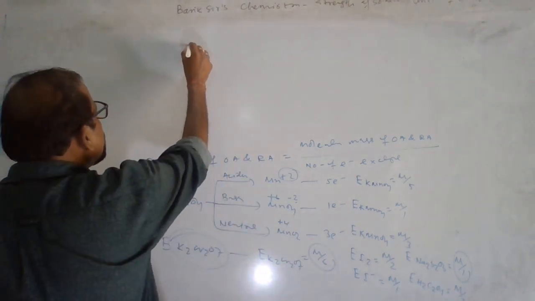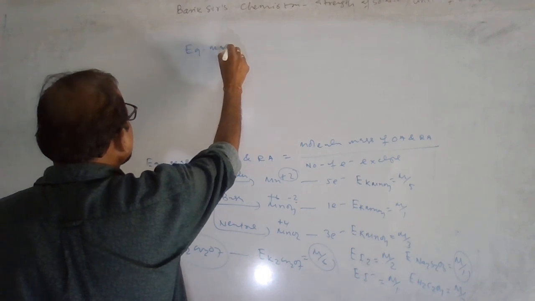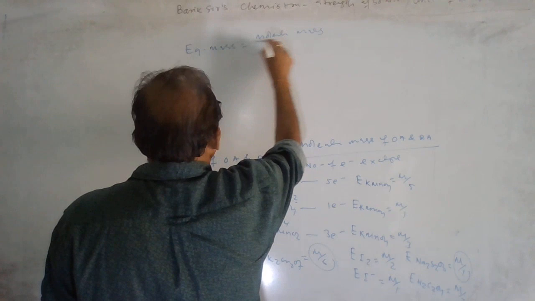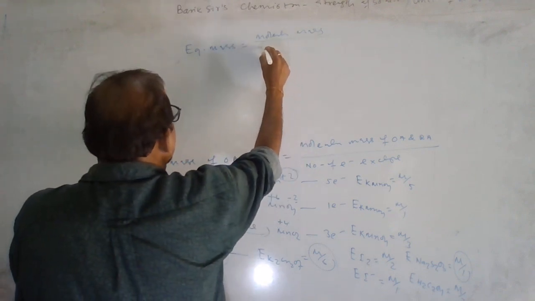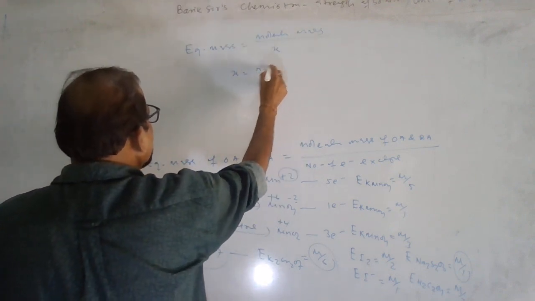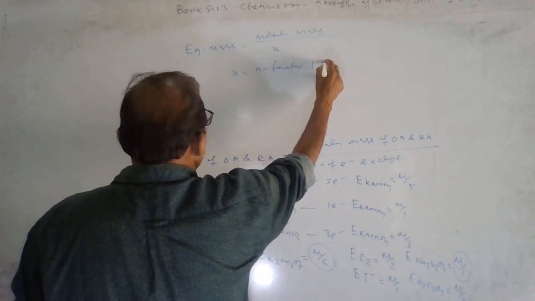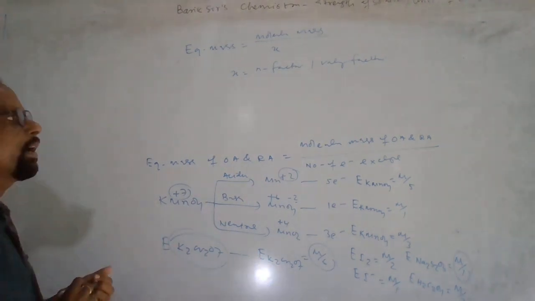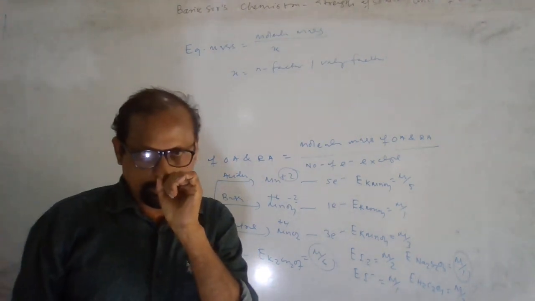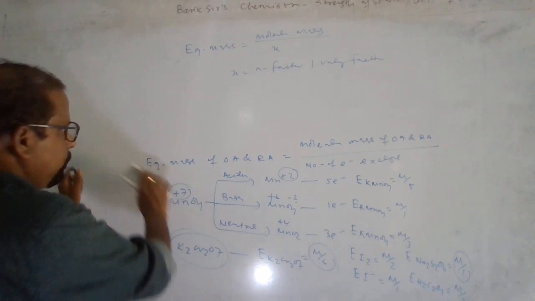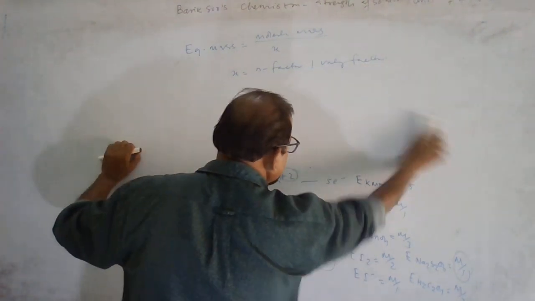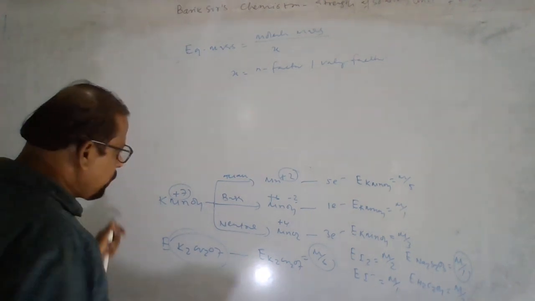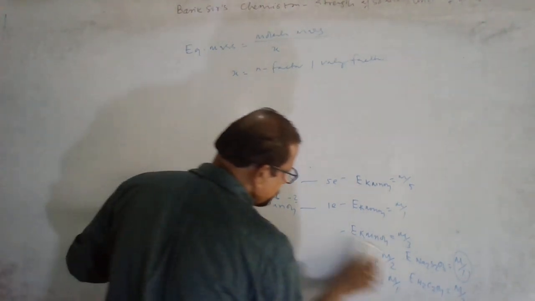So the equivalent mass of any substance is equal to the molecular mass by x, and this x is called the n factor or the valency factor. So this is all about the equivalent mass of different substances.